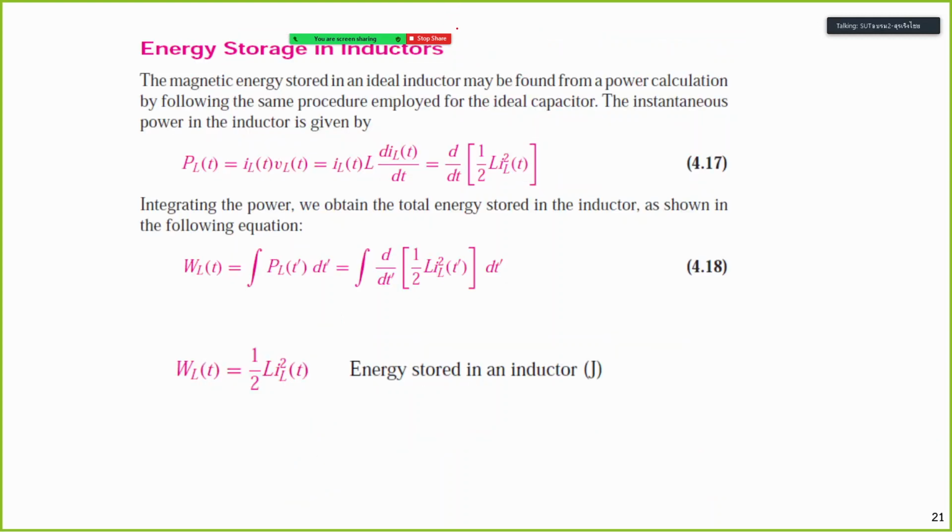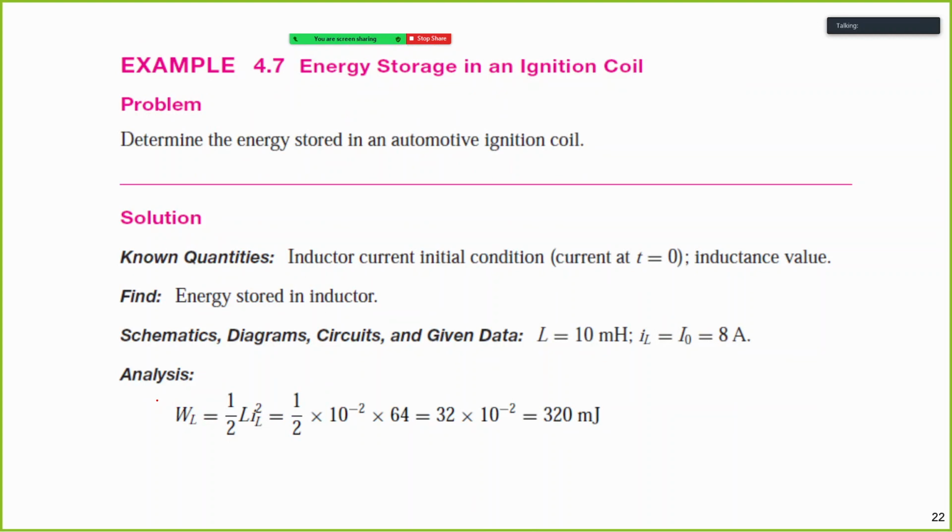And the energy stored in the inductor can be computed by this value, 1 over 2 L i squared. For example, if you have the ignition coil of a car, you have L and I, and the stored energy is 1 over 2 L i squared. We can compute this energy of the coil if we know the current flow and the inductance of the element.